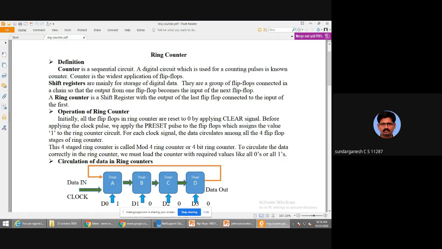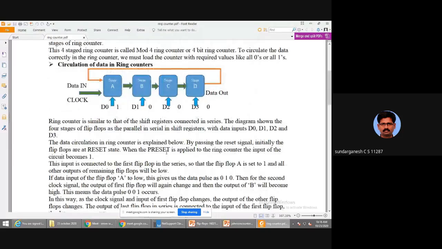Initially, all the flip-flops are reset by using the reset button. Then you apply the preset pulse, which assigns the value 1 to the ring counter circuit. Then, with every clock signal, you get the output. The 1 will continuously move from one flip-flop to the next flip-flop in a circulation fashion, so we call it a ring counter.